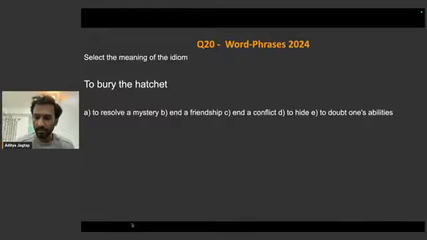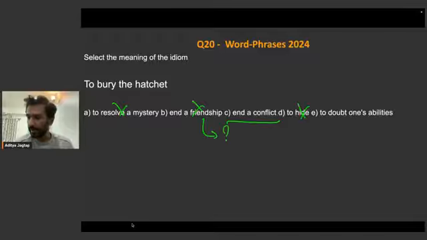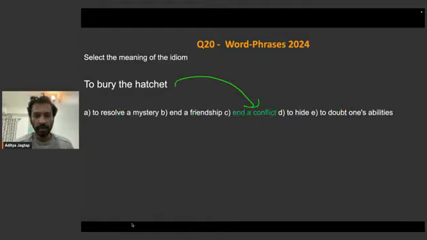This is based on students who really want to develop a vocabulary for all of these MBA exams. To bury the hatchet is to end a conflict. To resolve a mystery and a friendship would be incorrect. This is actually maybe to begin a friendship. Hide, doubt one's abilities. So to bury the hatchet is to end a conflict.